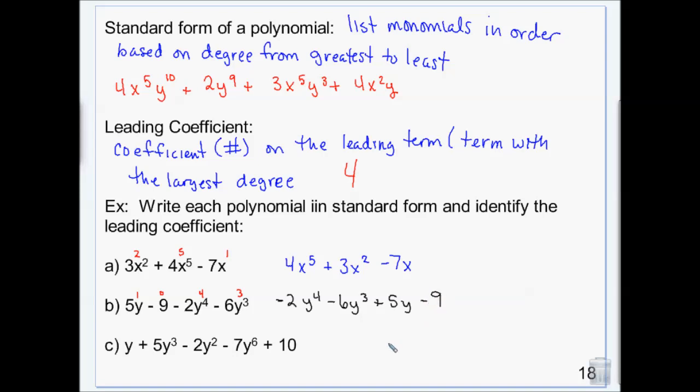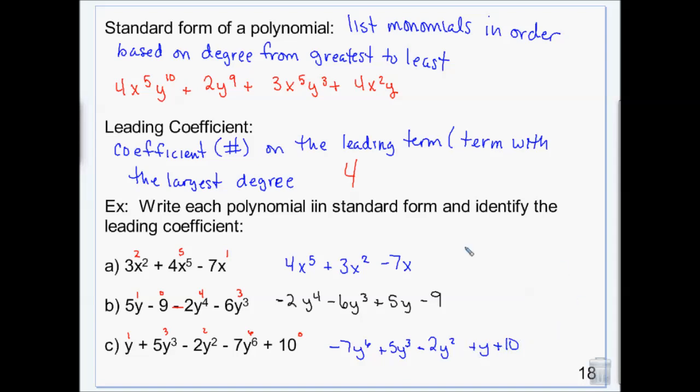So it would be -2. Yeah, the negative has to stay with the 2. Yeah, they stick together. And then on this last example, I have a 1, 3, 2, 6, and 0. So the 6 comes first. So -7y to the 6th plus 5y to the 3rd minus 2y squared plus y plus 10.